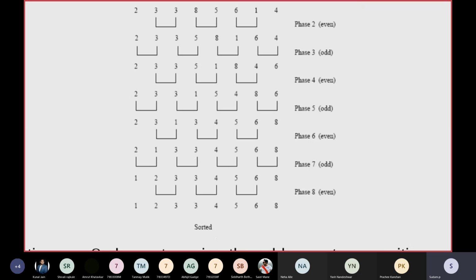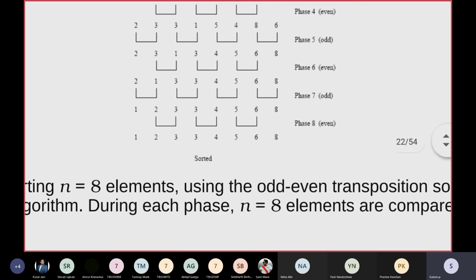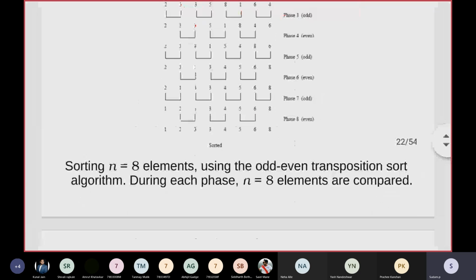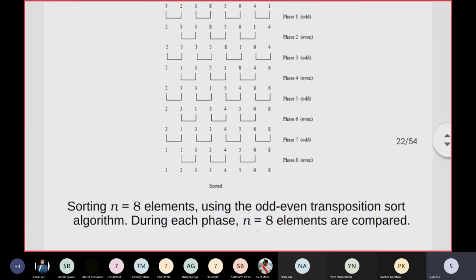So total number of passes required here is 4, that is 1 even plus 1 odd phase is equal to 1 pass of odd even sort algorithm. You should know this one. This example is nothing but sorting n equal to 8 elements using the odd even transposition sort algorithm, and during each phase n equal to 8 elements are compared. You should know that.